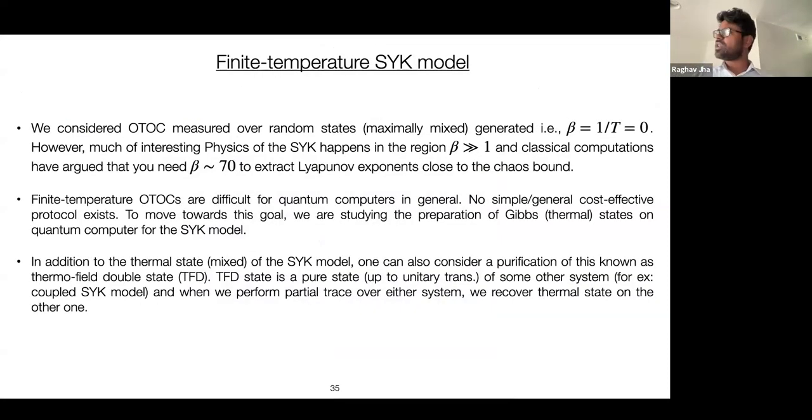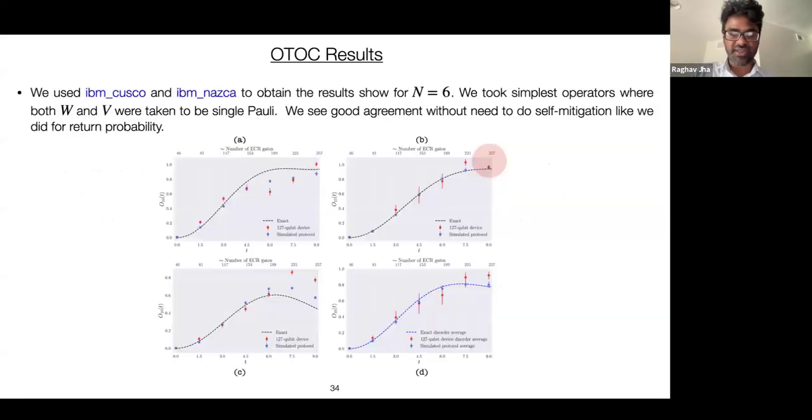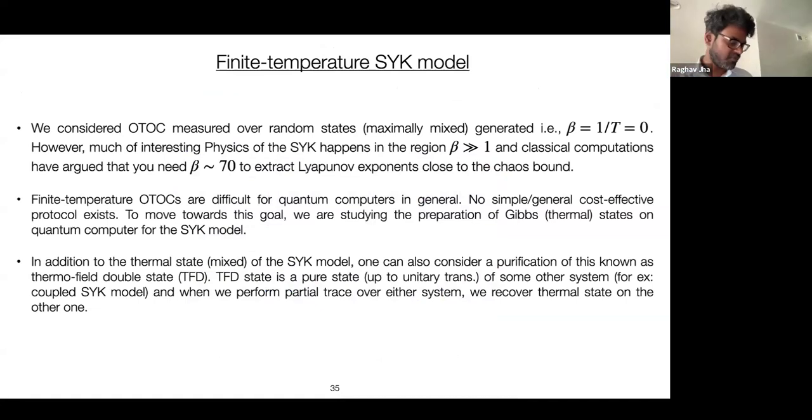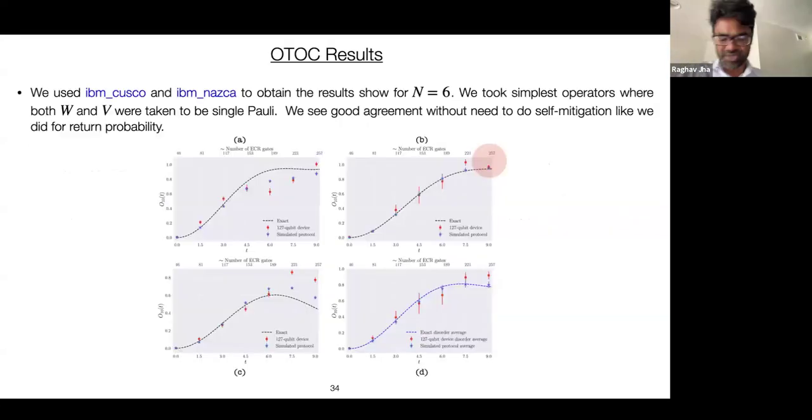Okay, so this was all at infinite temperature, not 0 temperature. I promised you at the start that the SYK model is only holographic when beta is very large, or temperature is very small. We want to go to very small temperatures, and for that we have to go away from the infinite temperature limit.